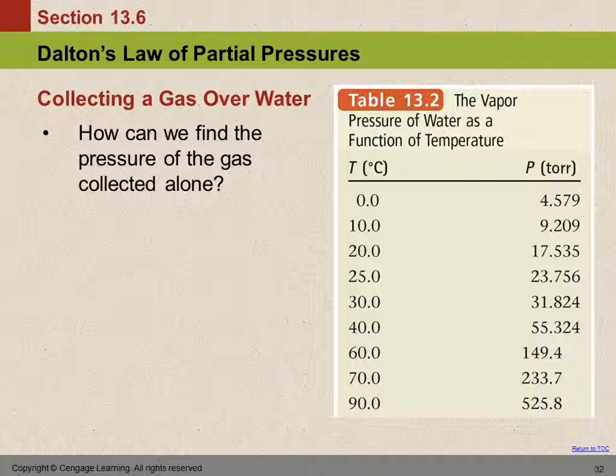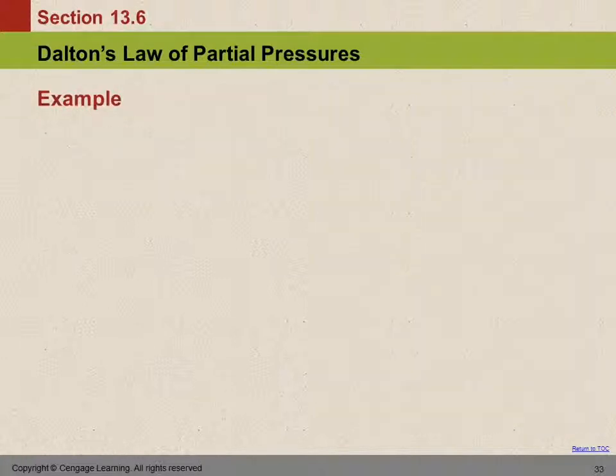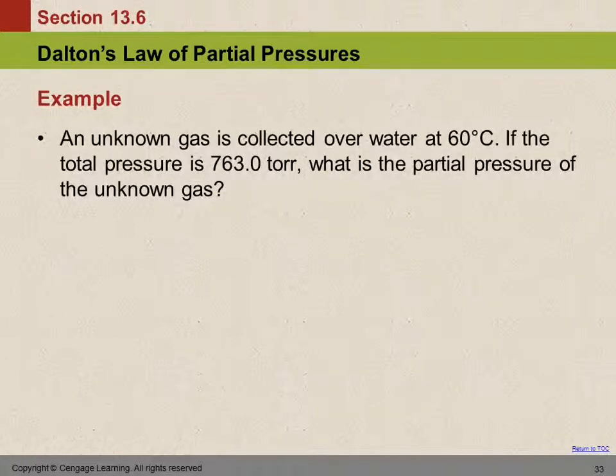So to find the pressure of the gas that we were interested in, we have to look up the vapor pressure of the water at whatever temperature it is, and we subtract that from the total pressure. Because the total pressure is the pressure of the gas we're interested in, plus the pressure of the water that just is there because it is. We didn't put it there, but we can't get away from it. So let's do an example.